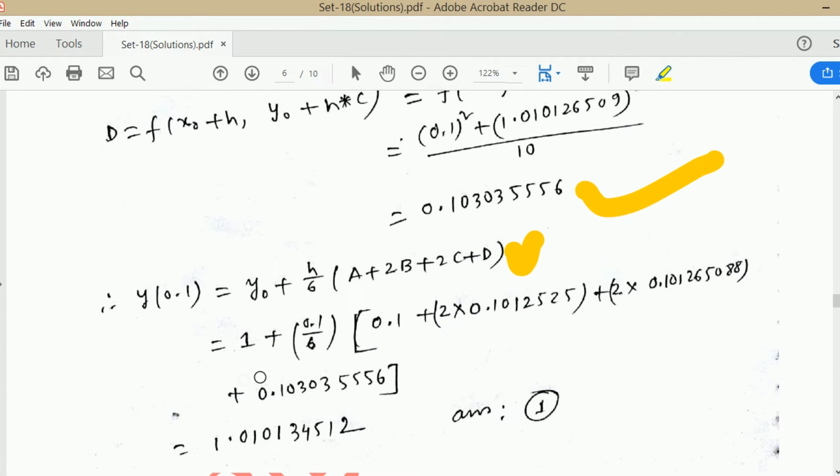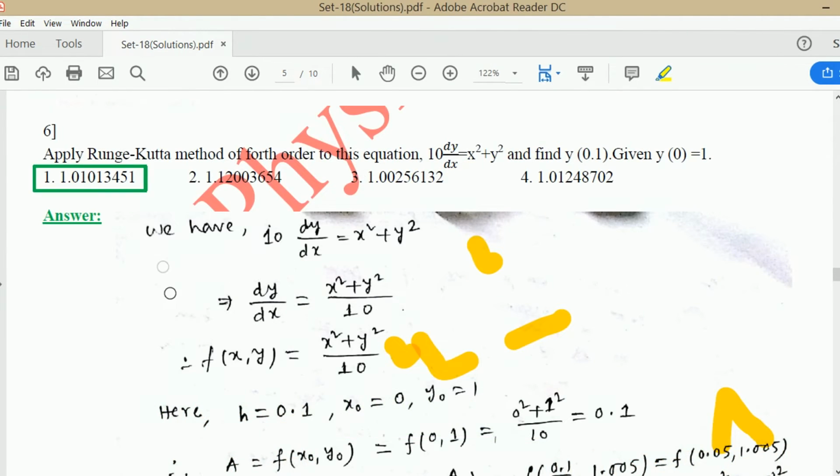So y at 0.1 equals 1 plus 0.1 by 6, and you have the value of a, 2 into b plus 2 into c plus d, and we get 1.0101345112. So it is matching with option 1.